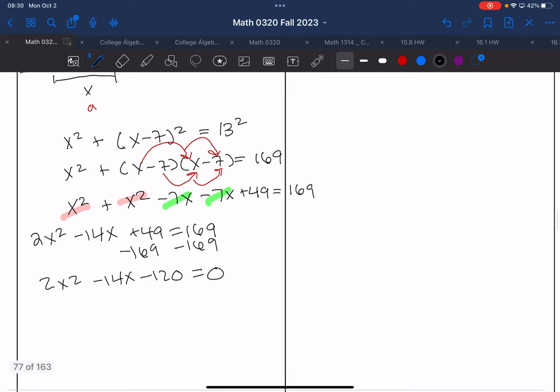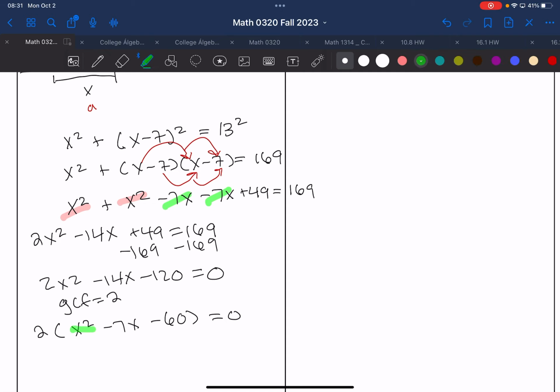Okay. So now we have something that looks like the standard form, ax squared plus bx plus c equals 0. Before we start factoring this, we always have to check if we can take out a GCF. What would be the GCF we could take out of here? 2. So if I take out a 2, I'm left with x squared minus 7x minus 60, and then of course equals 0. Now that we've taken out that GCF, what is the only part we're trying to factor here? Good, everything in the parentheses.